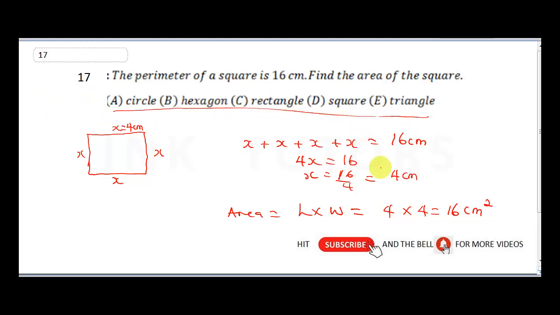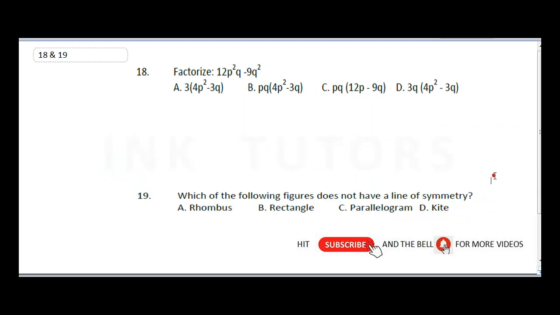So the correct answer is 16 cm squared. Okay, so that'll take us to question 18. Now question 18 says factorize 12p squared q minus 9q squared.